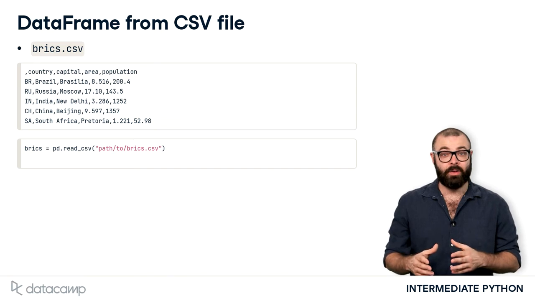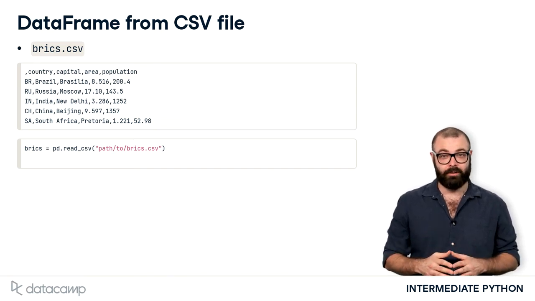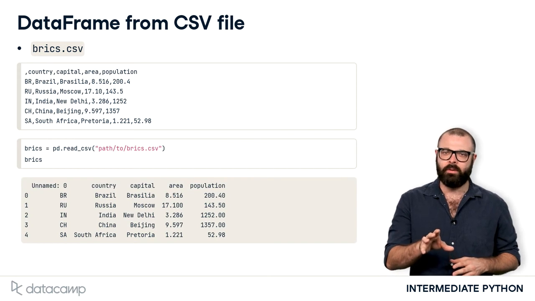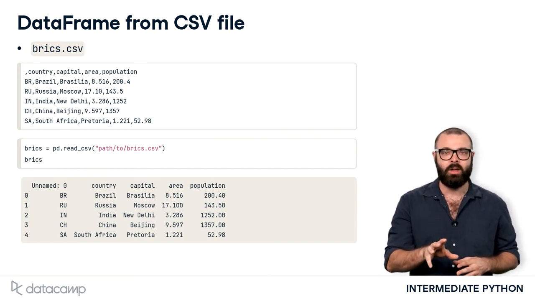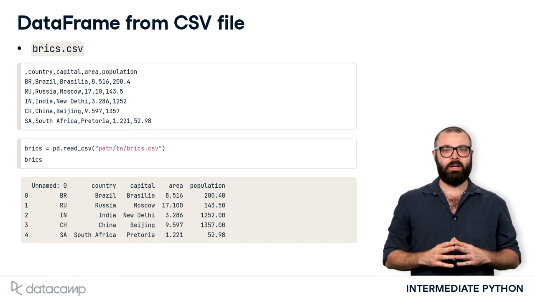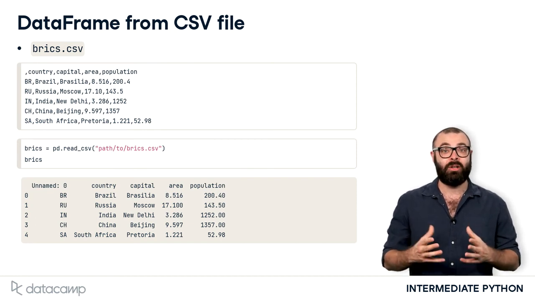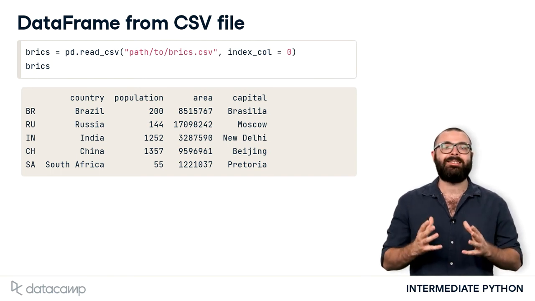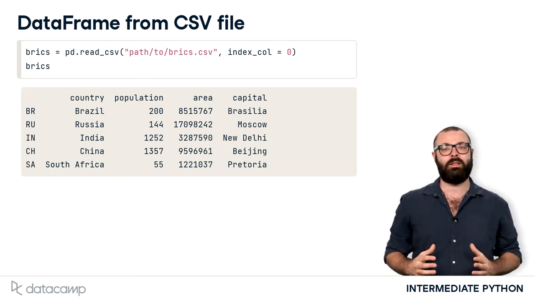You pass the path to the CSV file as an argument. If you now print brics, there's still something wrong. The row labels are seen as a column in their own right. To solve this, we'll have to tell the read_csv function that the first column contains the row indexes. You do this by setting the index_col argument, like this. This time brics contains the data frame we started with in this video.